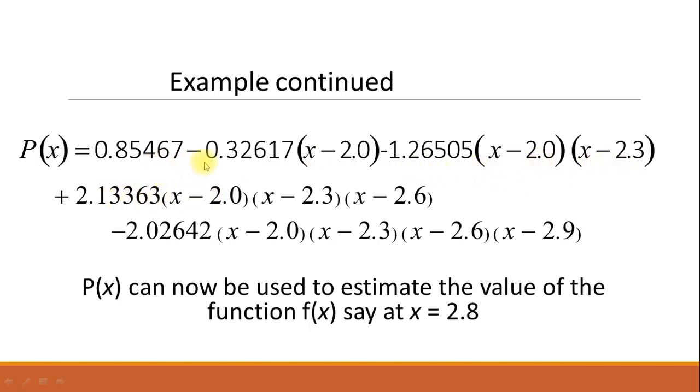Similarly, x naught, a naught, a1, a2, and this is the value of a3. So a3 into x minus x naught, where this is the value of x naught, this is the value of x1, and this is the value of x2, and this is the value of a4 into x minus x naught, x minus x1, x minus x2, and into x minus x3. This is the Newton divided interpolation polynomial.